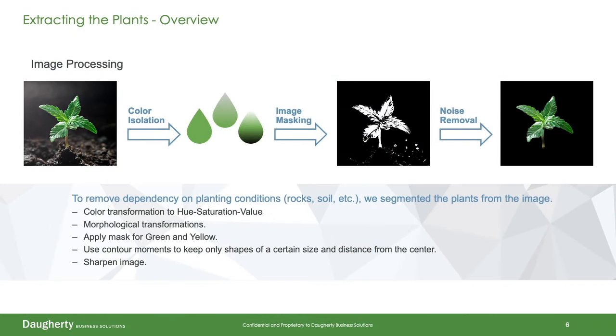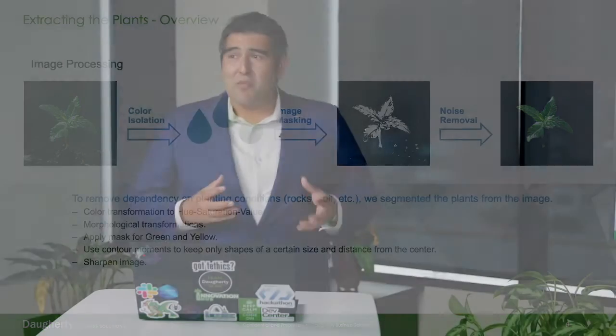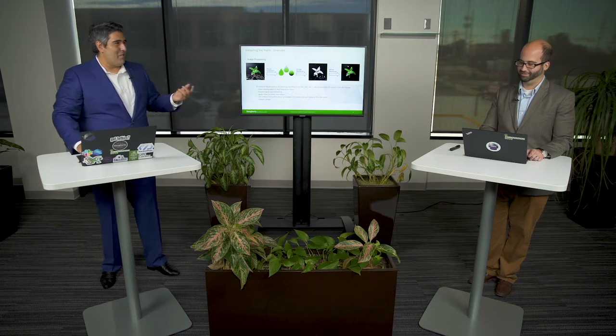So let's look at the first thing we're going to do. We've got a picture of a weed, and we need to extract out of it just the picture of that plant. So we need to isolate the color space, kind of get rid of that background, mask the image off. So we need to remove the dependency on soil conditions, anything else that might be in there. If the farmer has taken a picture that might have multiple things in it, the eye can capture a lot of information. So we're going to do that color transformation, some morphological transformations, apply some masking, use contour moments, and sharpen the image. Now these are some really fancy techniques, so what we need is a fancy data scientist to walk us through that. Ben?